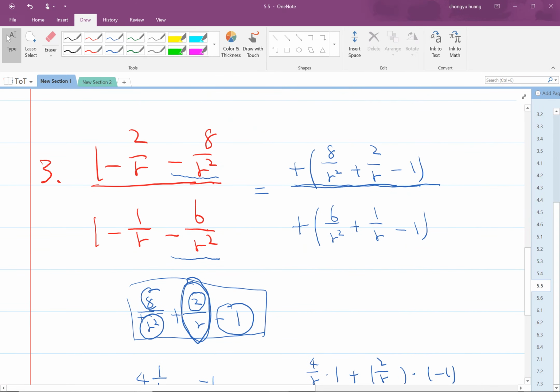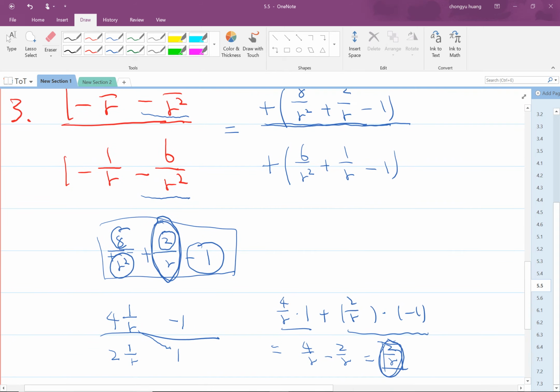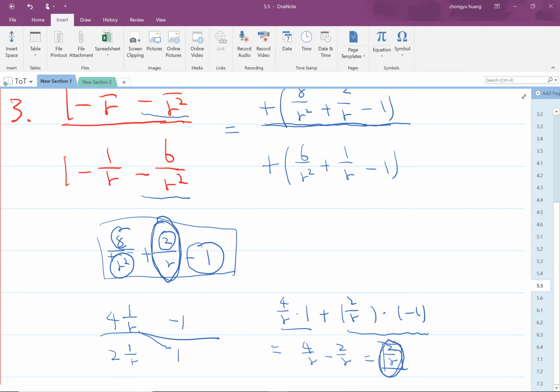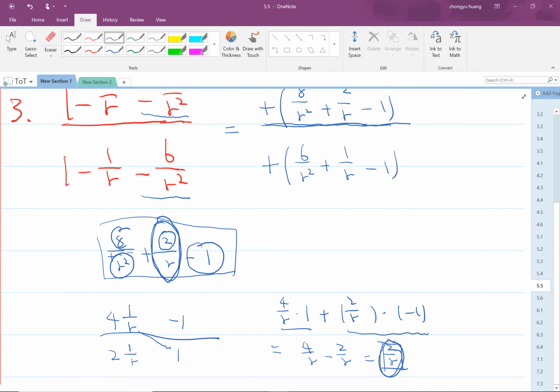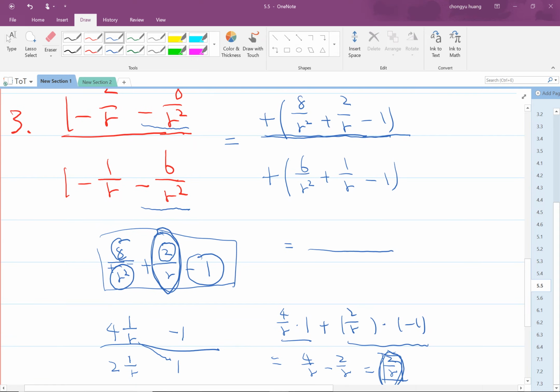so I have already shown you guys how you actually do this part, right? Okay, so now we're just gonna continue solving this problem, and then we can write it down. 4 over r minus 1 on the top, and then 2 over r plus 1. Right? Okay.